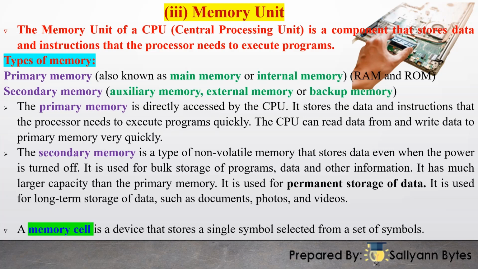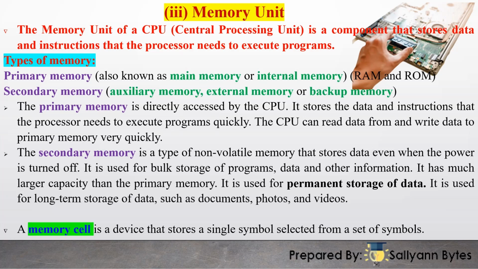Let's look at the types of memory. There are two types of memory. The first one is the primary memory, also known as main memory or internal memory, RAM and ROM, and the second one is the secondary memory, auxiliary memory, external memory, or backup memory or backing store. So, what is primary memory? The primary memory is directly accessed by the CPU. It stores the data and instructions that the processor needs to execute programs quickly. The CPU can read data from and write data to primary memory very quickly.